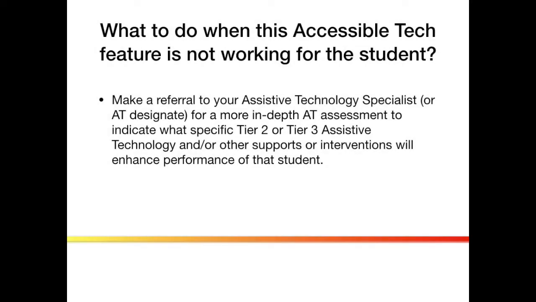What to do when this accessible feature is not working for the student? At this point, we suggest making a referral to your assistive technology specialist or AT designate for a more in-depth assistive technology assessment to indicate what specific Tier 2 or Tier 3 assistive technology and or other supports or interventions will enhance performance of that student with written output.